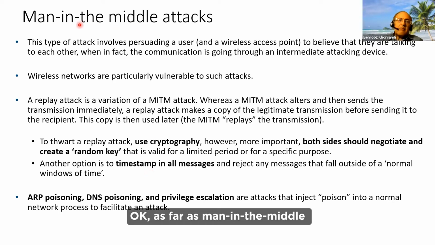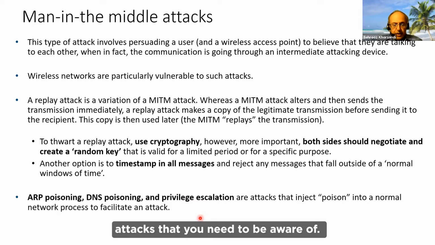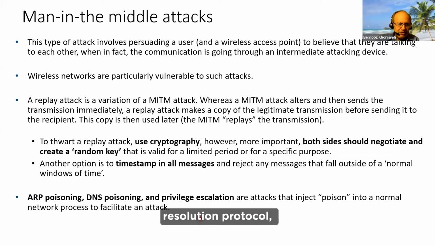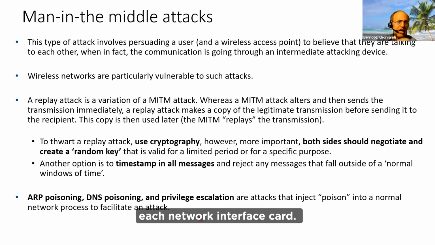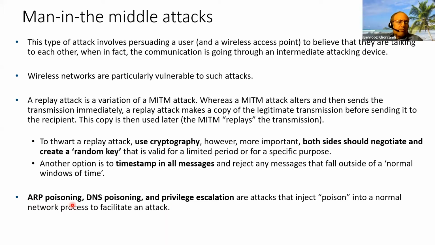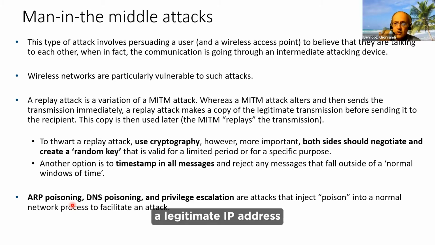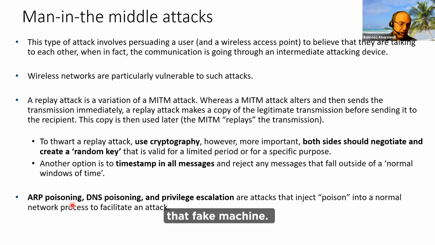Okay, as far as man-in-the-middle attacks are concerned, there are 3 additional attacks that you need to be aware of. And 2 of these I talk about in my course. ARP poisoning. ARP stands for Address Resolution Protocol, which is a way that an IP address is converted into a MAC address, the address that's on each network interface card. ARP poisoning essentially means that some hacker can go there and replace a legitimate IP address with its own MAC address. So any communication that was supposed to be directed to a legit machine instead is going to get redirected to the fake machine.